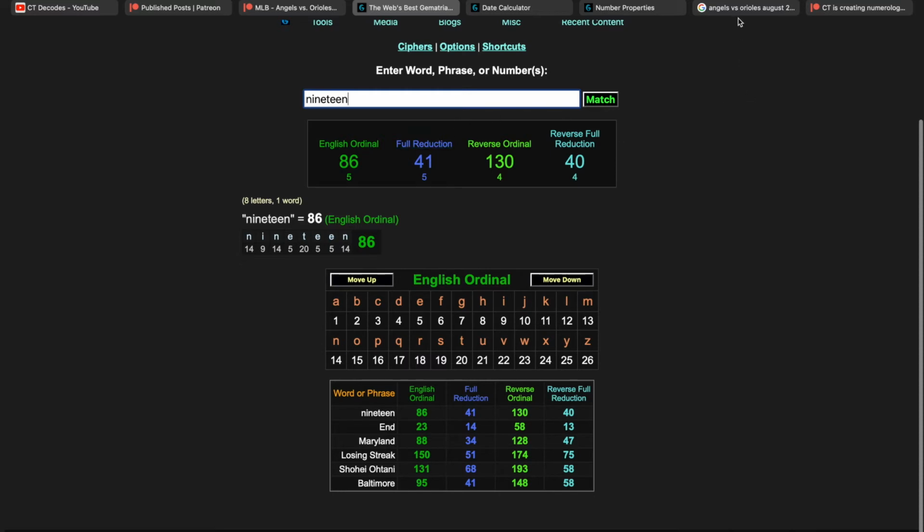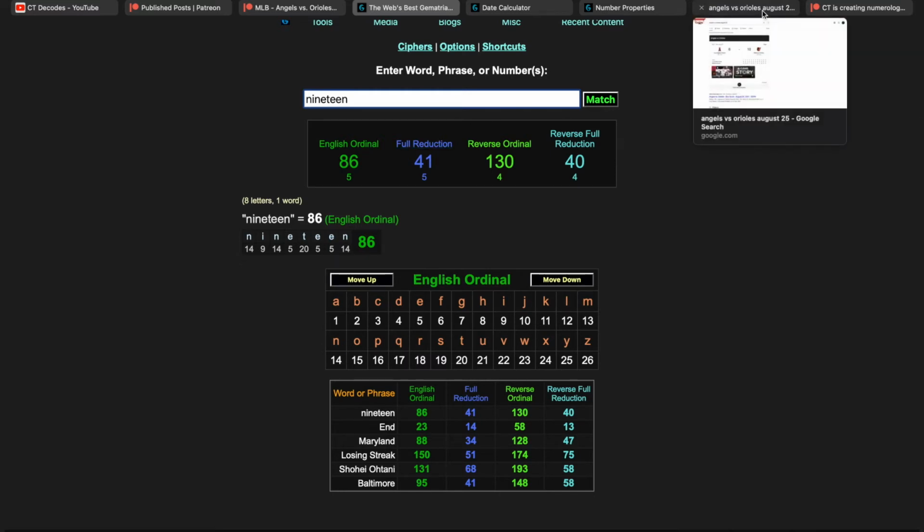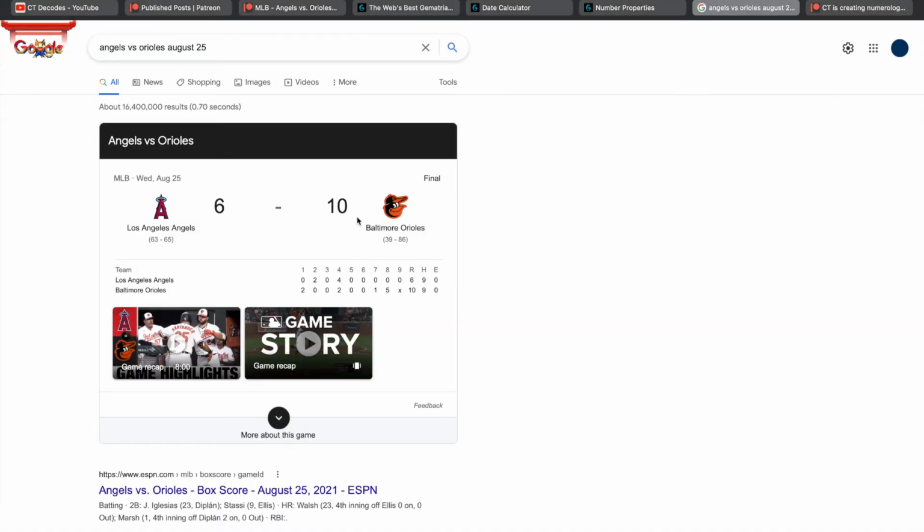So they were huge underdogs. They were down 6-2 as well. I got them at like plus 900 live. So they ended up coming back, scoring 8 unanswered runs. So this stuff goes deep.